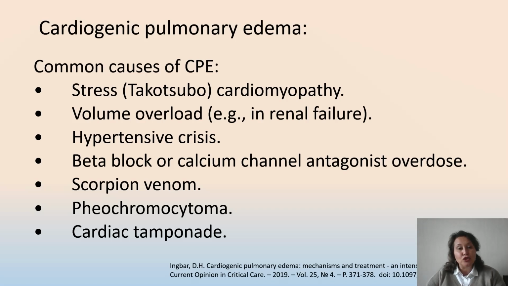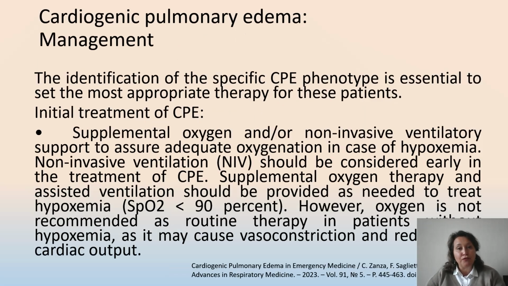Stress or Takotsubo cardiomyopathy, volume overload, especially in acute renal failure, hypertensive crisis, overdosing of beta blockers or calcium channel blockers, scorpion venom, pheochromocytoma, and cardiac tamponade. And this is not a complete list of situations and diseases which can be accompanied by cardiogenic pulmonary edema.